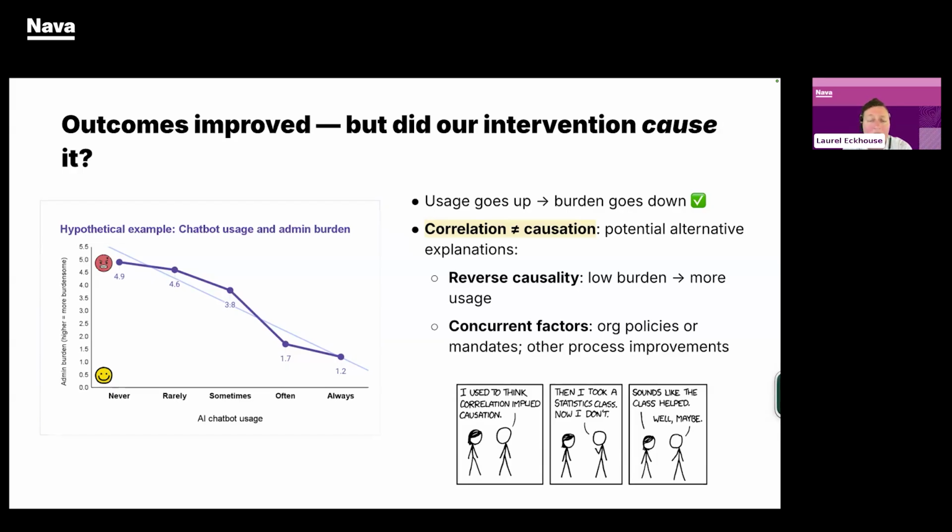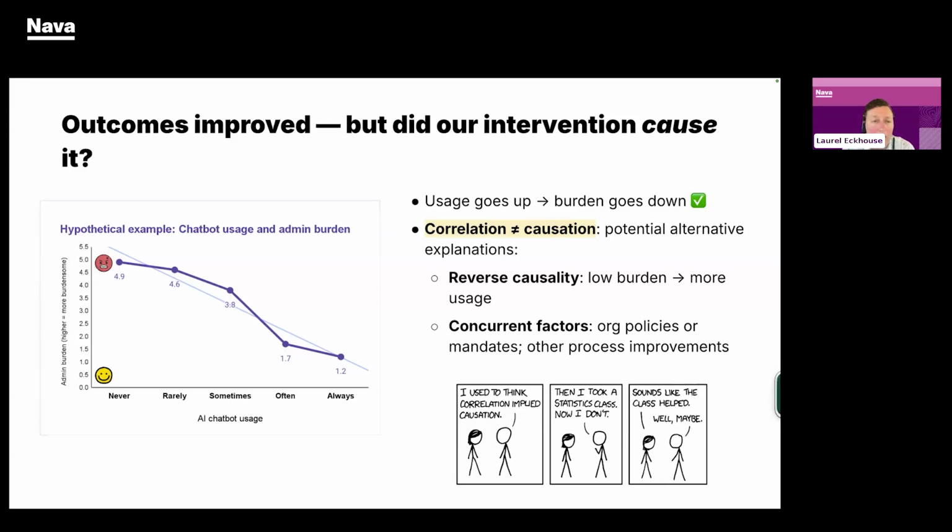Maybe there's something else going on. Maybe people adopt chatbot usage when they have more cognitive capacity, and it makes it easier for them to pick up something new. We could think about that as reverse causality. We could also have concurrent factors, right? Maybe some people are being required to use the chatbot or pushed more to use the chatbot. And there's something, an organizational factor that means that those people also are experiencing less administrative burden.